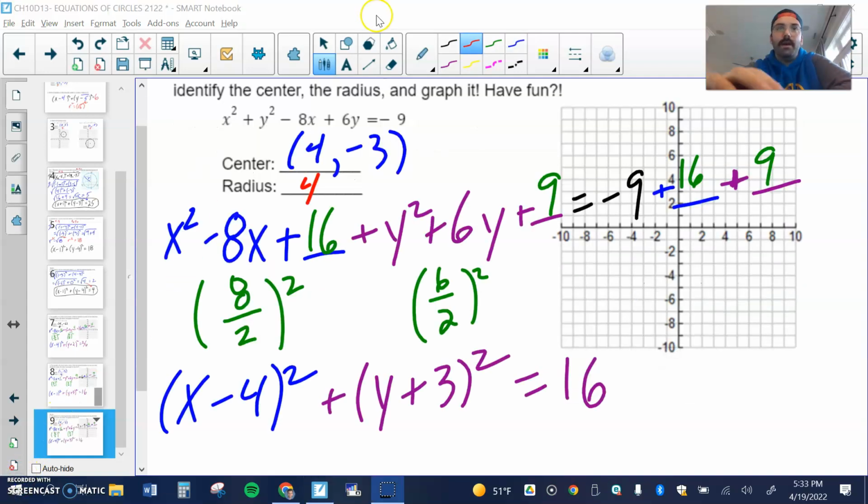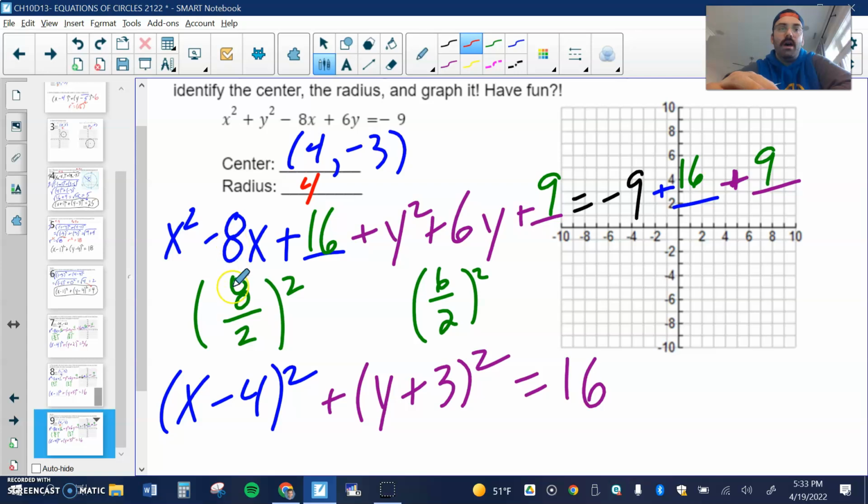All right, here's all my work. Okay, half of 8 is 4. 4 squared gave me 16. What I do to one side, I've got to do to the other. Half of 6 is 3. 3 squared is 9. What I do to one side, I've got to do to the other. Negative 8, negative. Half of 8, 4. Positive 6, positive. Half of 6, 3. Negative 9 plus 16 is just 16. There's my center. There's my radius.